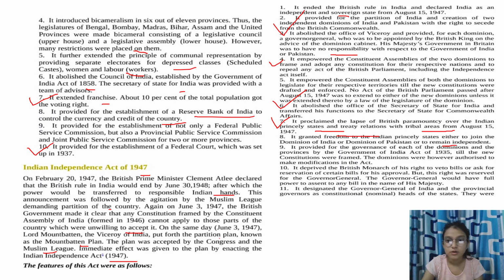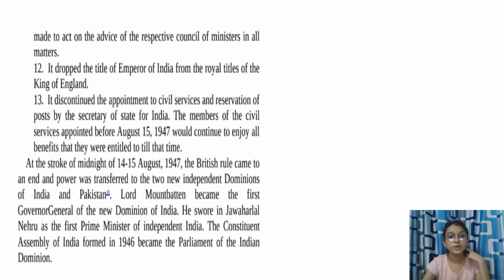It provided for the governance of each of the dominions and the provinces by the Government of India Act of 1935 till a new constitution was framed. The dominions were, however, authorized to make modifications in the act. It deprived the British monarch of his right to veto bills or ask for reservation of certain bills for approval, but this right was reserved for the Governor General. The Governor General would have full power to assent to any bill in the name of His Majesty. It designated the Governor General of India and the provincial governors as constitutional nominal heads of the state. They were made to act on the advice of the respective council of ministers in all matters.